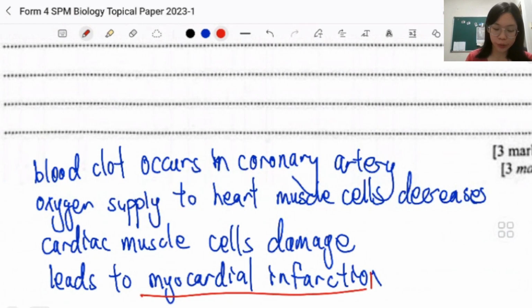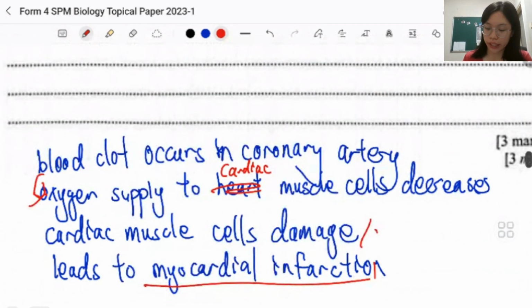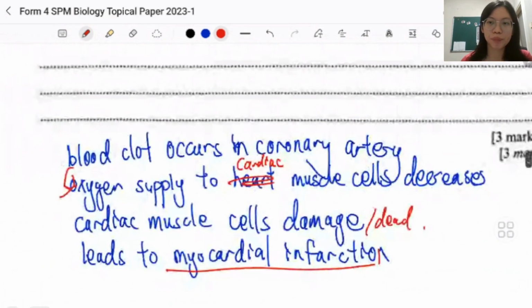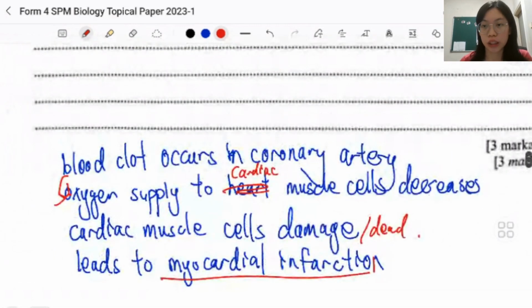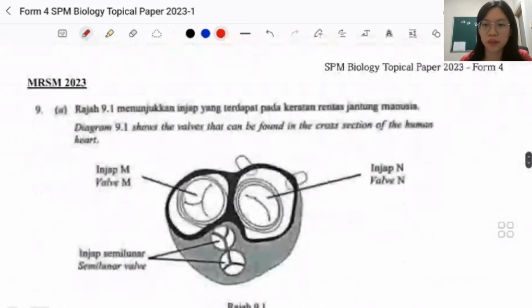And what leads to that? Oxygen supply to the cardiac muscle, or you can say heart muscle cell, decreases. If you can't recall, it's called cardiac muscle. So the cardiac muscle will be damaged or dead, which in the end leads to myocardial infarction. That's how you actually get 3 points from it, 3 marks.